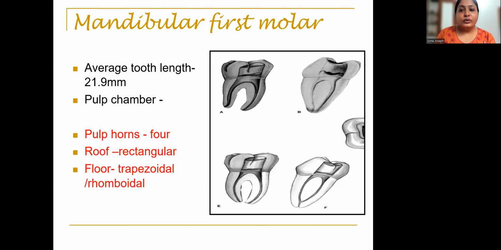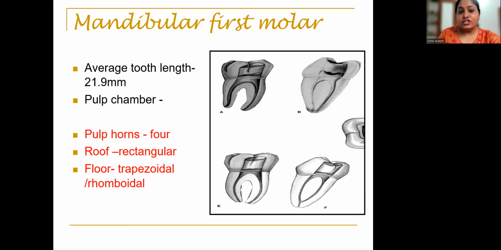Hi everyone. We'll discuss the root canal anatomy of mandibular molars in this session. Mandibular molar, as you all know, has 5 cusps: mesiobuccal, distobuccal, distal, mesiolingual, and distolingual.